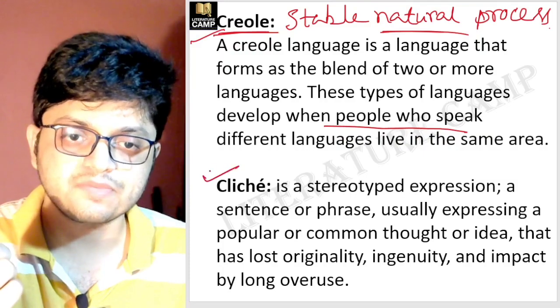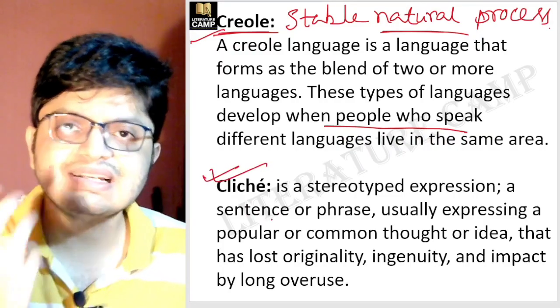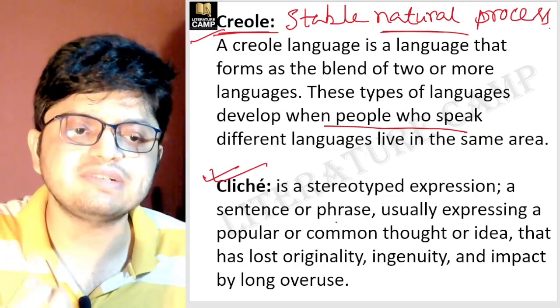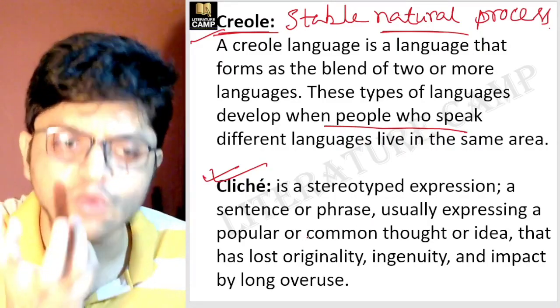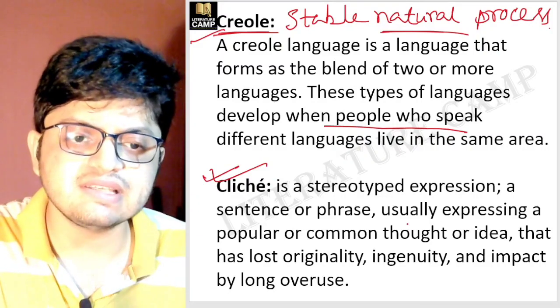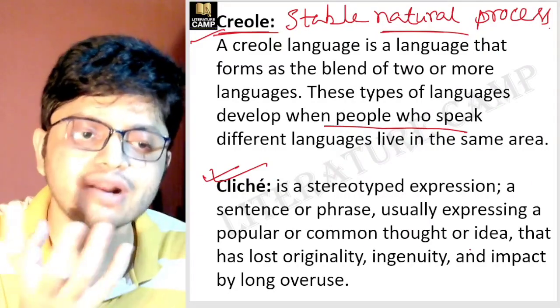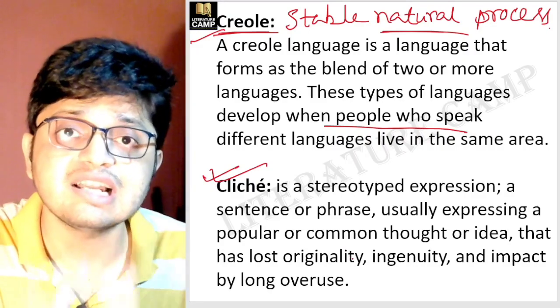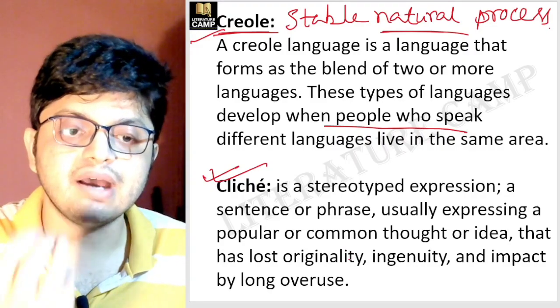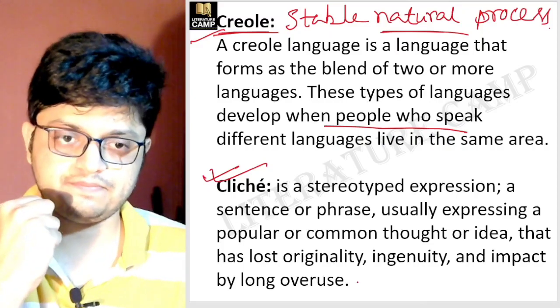Next, cliche. What is cliche? Cliche is a stereotyped expression, a sentence or a phrase or a word, usually expressing a popular or common thought or idea that has lost its original meaning by long overuse.